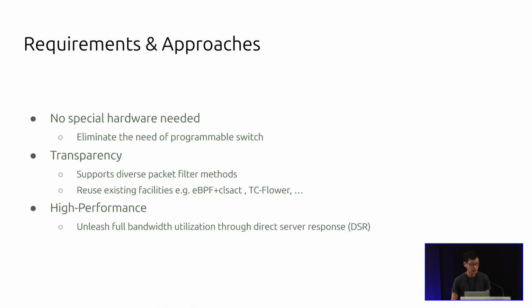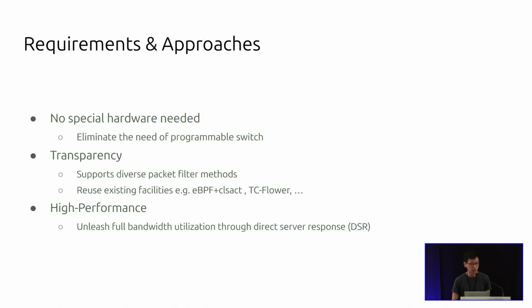So the first is we want to eliminate the need for special hardware support. For example, we don't need the programmable switch or smart NICs anymore in order to support the system. Secondly, it must be transparent to the client, which means that the client must be able to operate as if it is using a L7 proxy. So in order to support this, we need to use different packet filtering methods, such as eBPF and TC-flower and so on, which I will explain in a moment.